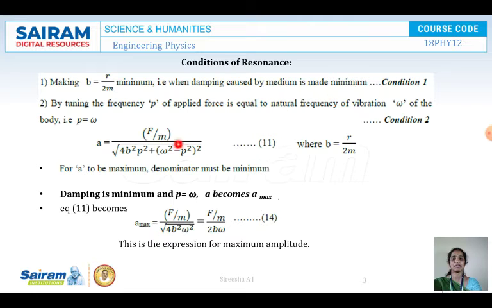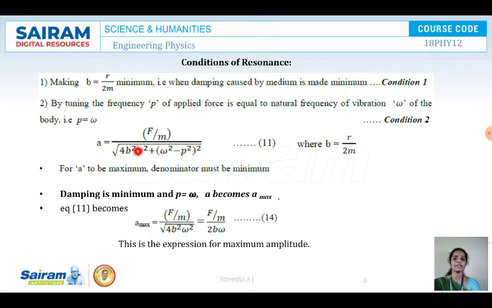When damping is made minimum, this quantity becomes minimum value. When this is minimum value, the denominator is reduced, so amplitude becomes maximum. So this is one of the conditions. Also, by tuning the frequency P of the applied force equal to the natural frequency of vibrations of the body, then as I told you, P is equal to omega, this term goes away. So this is set to minimum, thereby amplitude goes to maximum.